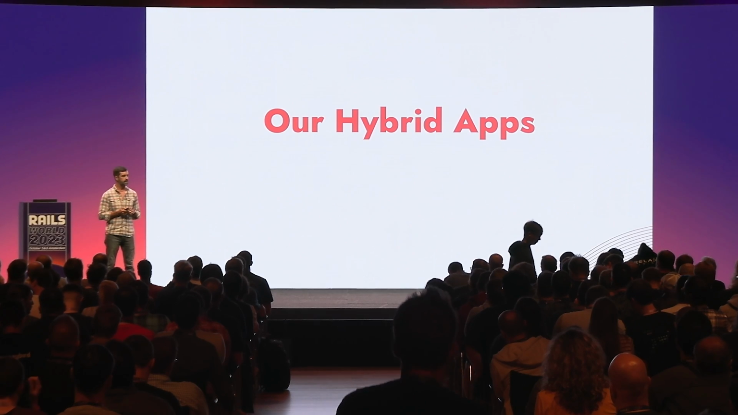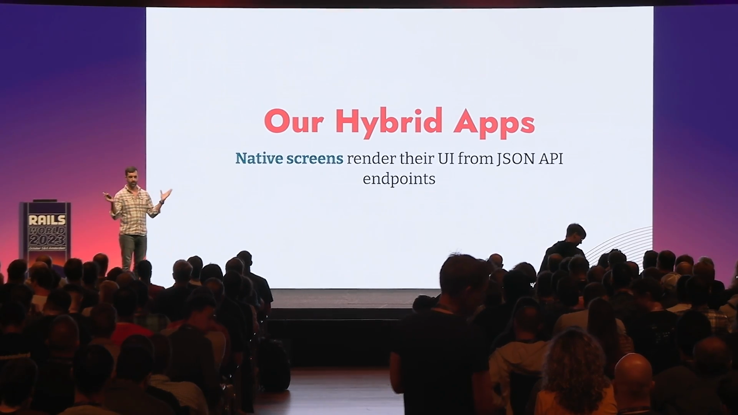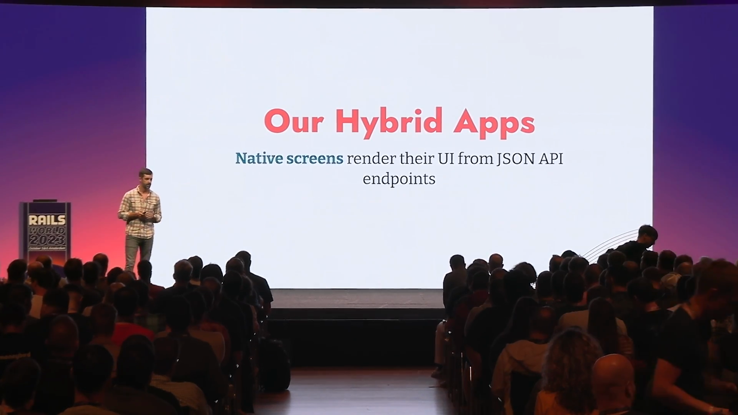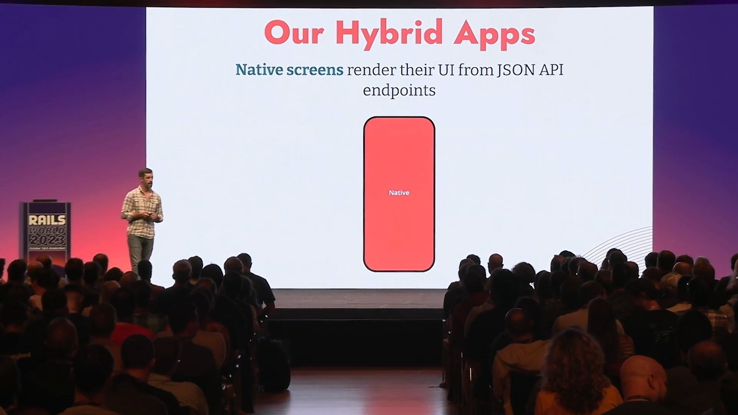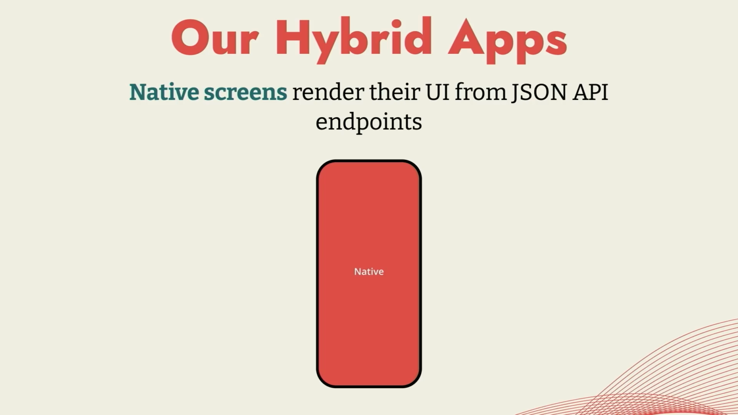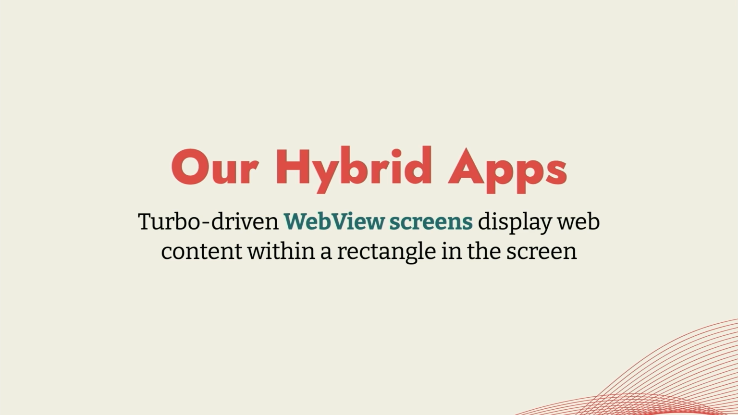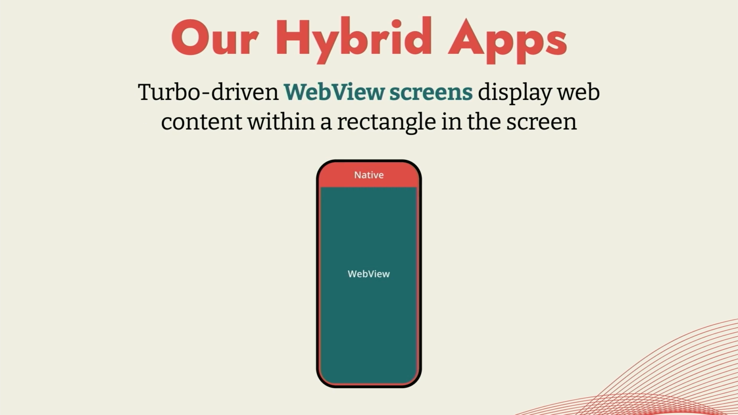So at 37signals, our apps are hybrid. They're built on the Turbo Native libraries. And we have two types of screens. We have native screens, and those just render UI from JSON endpoints. When we've got a native screen, we can control the entire screen. Everything is up to the native code. We can do anything we want. We also have web view screens driven by Turbo, and those display web content within a rectangle on the screen, and that looks like this.